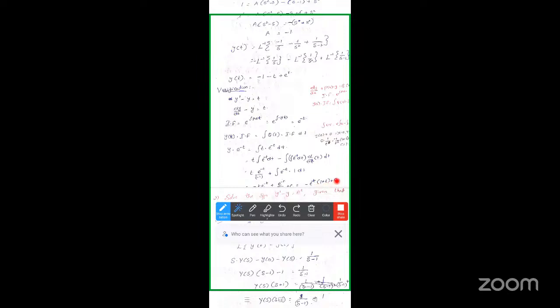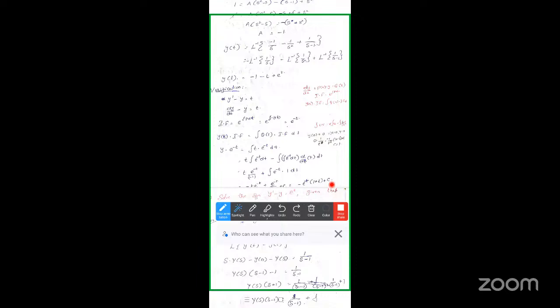These two solutions are the same. But here the given condition is y of 0 is equal to 0. Substituting this condition, we get c is equal to 1. Substituting the c value, we get the final answer: minus 1 minus t into e power t. So this is the final solution.